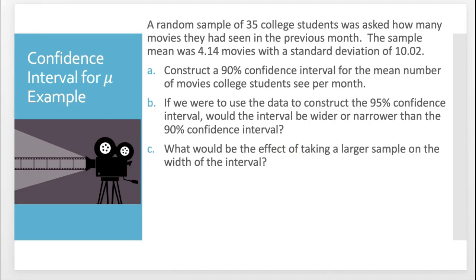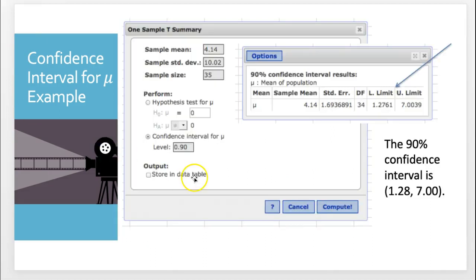So if I go back in here and do the same thing, I use the same t statistic function in StatCrunch. My sample mean is 4.14, my sample standard deviation is 10.02, and my sample size is 35. And I want to construct a confidence interval for mu at 90%, so I change that to 0.90.